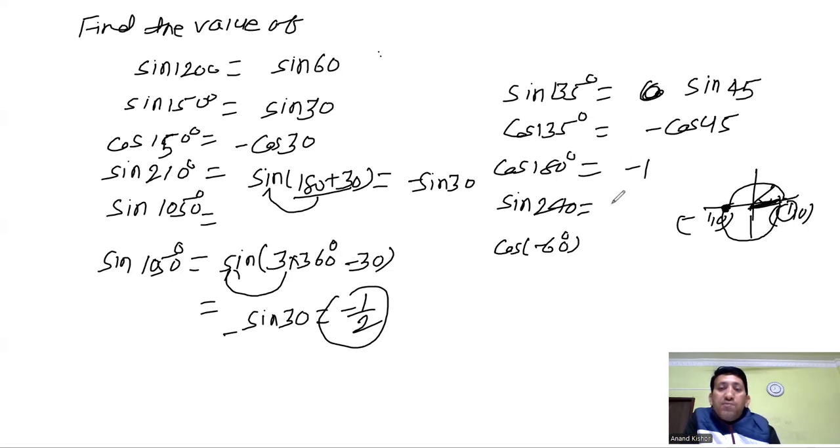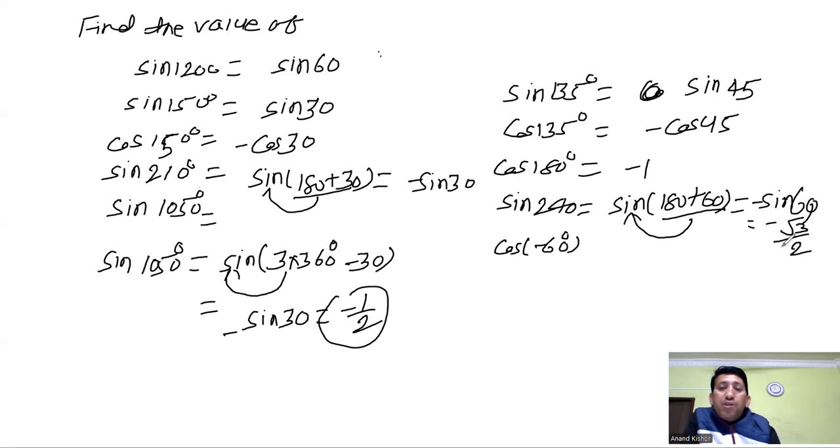Sine 240, again we are solving sine 240 by this method. Make it close with 180. So sine 180 plus 60. So sine 180 plus something, sine 60, and this is the third quadrant, so the sign is negative. So minus sine 60, how much? Root 3 by 2. And cos of minus theta is cos theta.